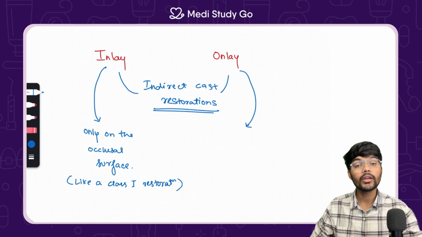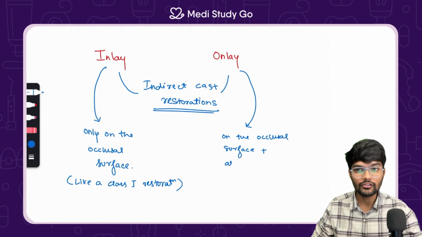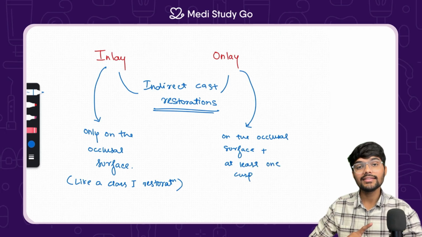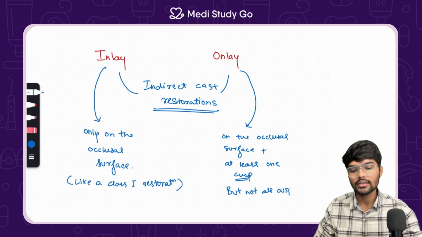Whereas an onlay is going to be on the occlusal surface plus at least one of the cusp tips should be involved, but not all the cusps, right? So the difference is there is at least one, but not all cusp tips involved.